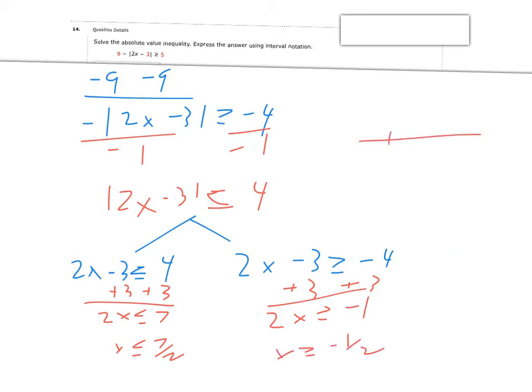I always like to draw these on the number line to visualize it, because sometimes they're pointing at each other and sometimes they're pointing away. In this one, I can see that they're pointing at each other, so that would be negative 1/2 to 7 over 2.